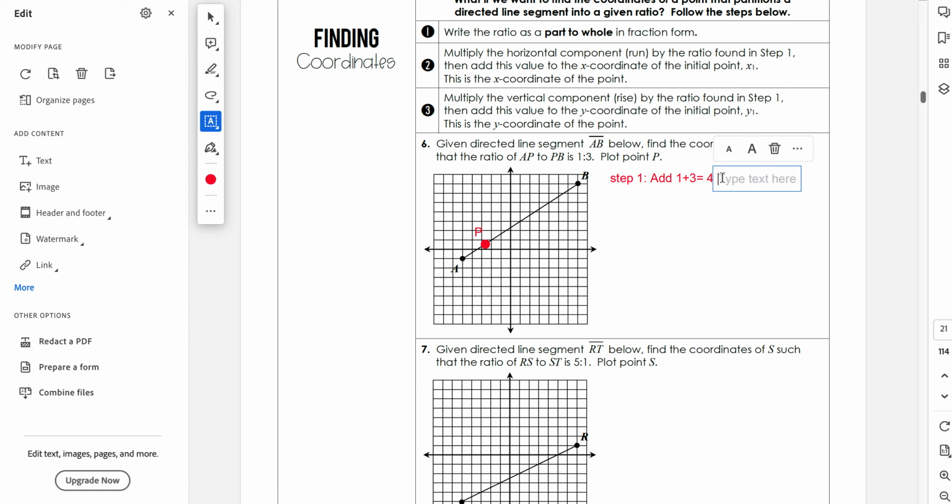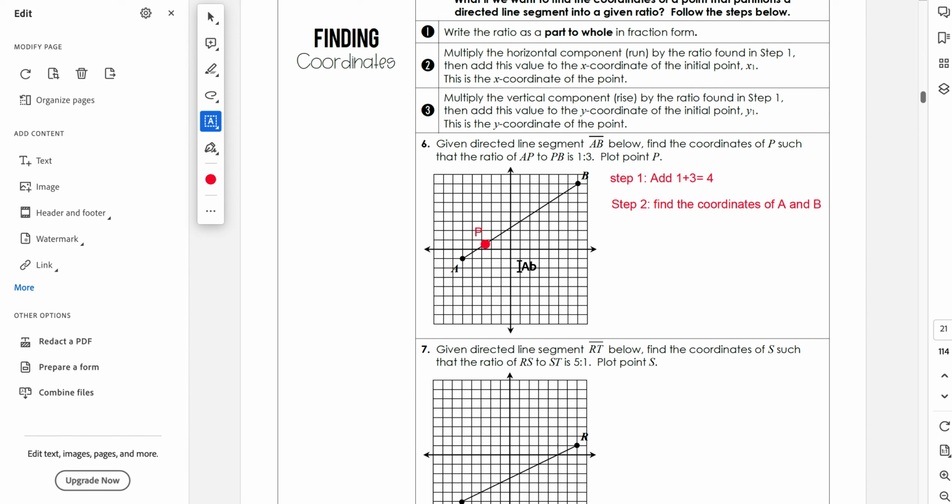So then step 2, okay, let me just do another thing right here. There you go. Okay, step 2, find the coordinates of points A and B. So let's just go ahead and write those in here.